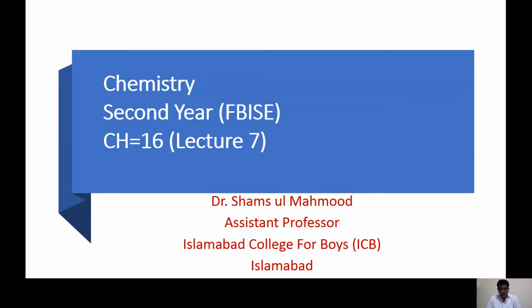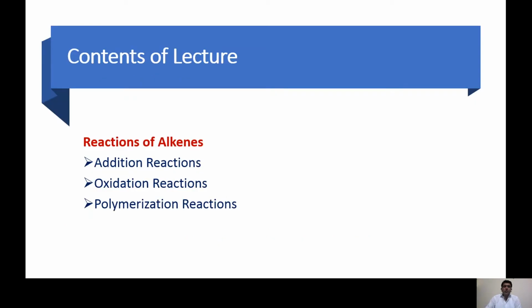Dear students, today we are going to start the 7th lecture of second year chemistry, and we have started chapter number 16, which is about the hydrocarbons. If I go to the previous discussion about this chapter, we have discussed two topics, one about the alkanes and second about the alkenes. In the alkanes, we discussed their nomenclature, their physical properties, and their reactions.